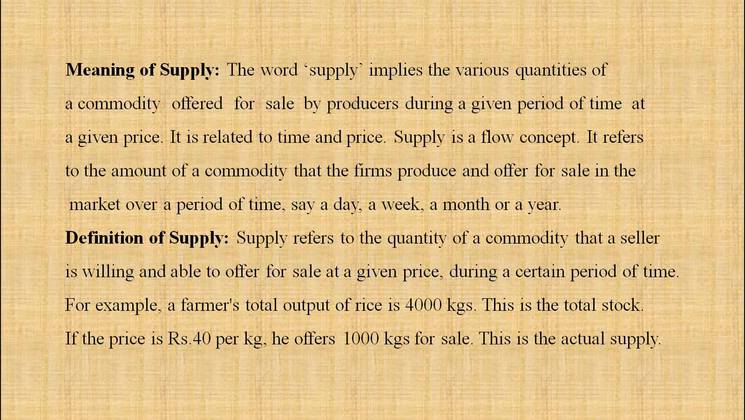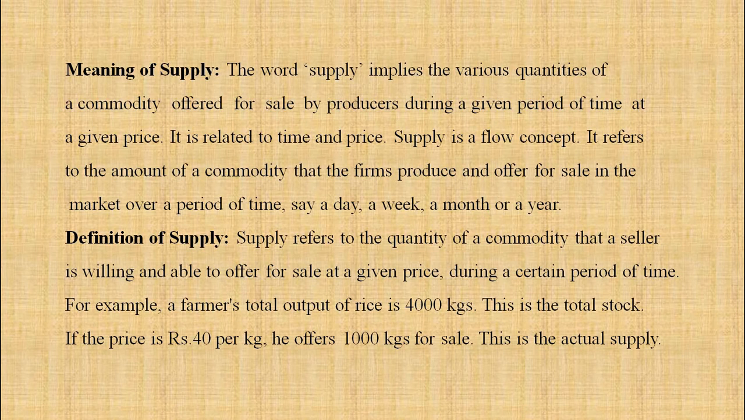Supply is a flow concept. It is the amount of commodity that the firm produces and offers for sale in the market over a period of time. For example, the time period can be a day, a week, a month or a year. So supply is a flow concept. It keeps coming to the market. It is related to time: daily supply, weekly supply, monthly supply, yearly supply, like this.